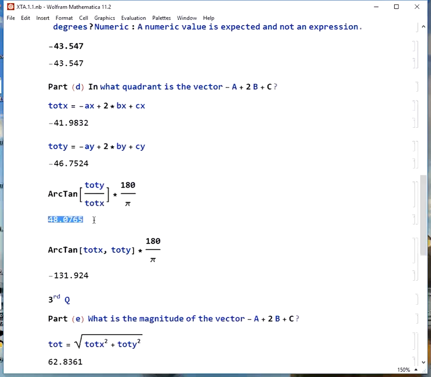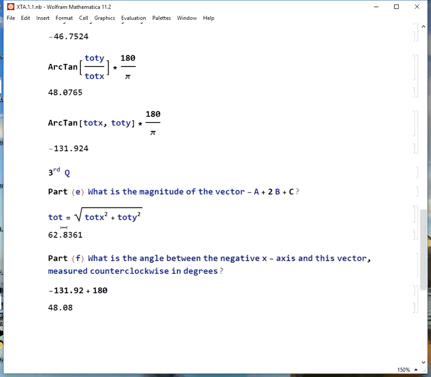We get an angle of 48 degrees from the arc tangent, but notice both x and y are negative. This is really in the third quadrant. If we use a more sophisticated arc tangent function, it will figure that out for us and tell us that the angle is negative 131.9 degrees, which is also what we would get if we added 180 to this. In both cases, we'll get 228.1.